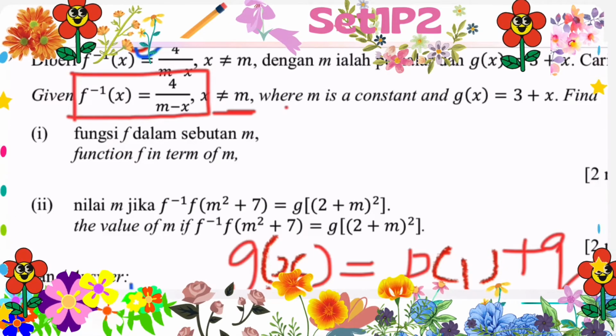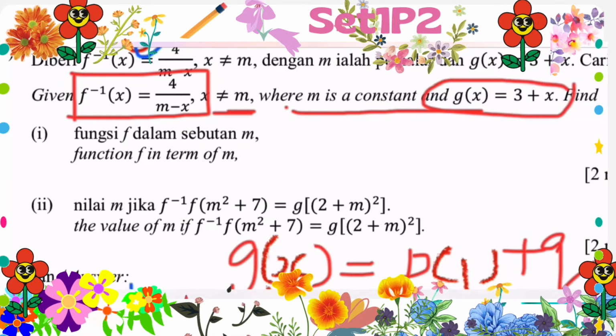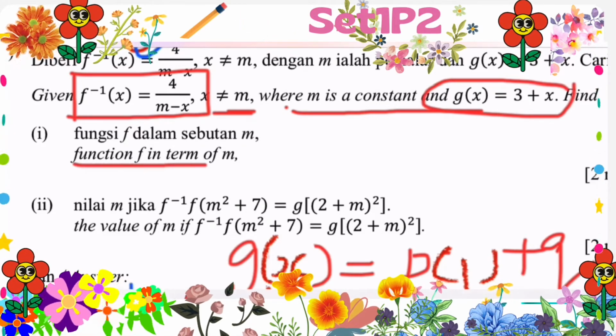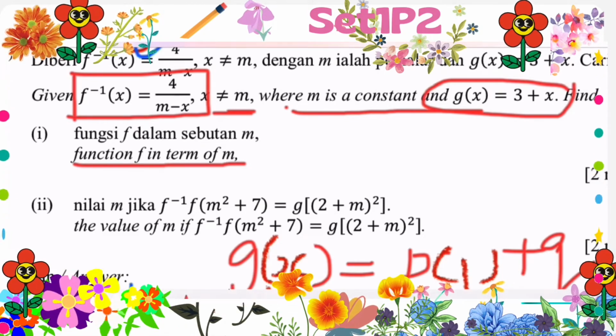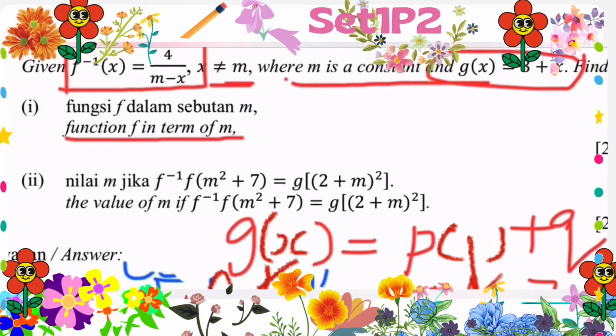Condition is x cannot be equal to m. m is a constant and g(x) is 3 plus x. Find the function in terms of m. Okay, so we are given g(x). Now we got the inverse.